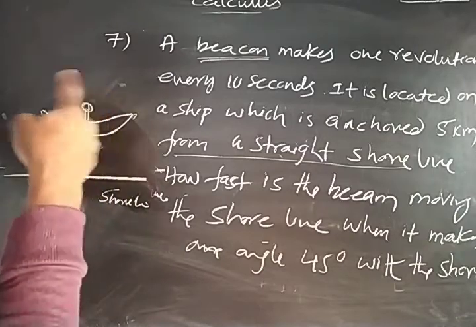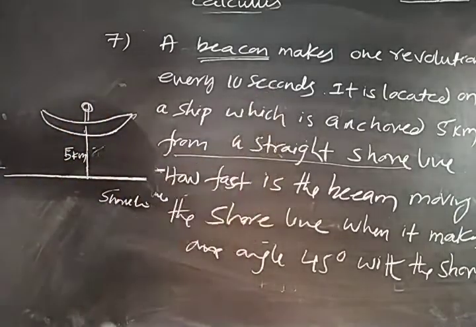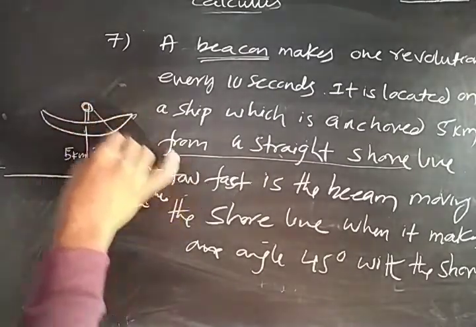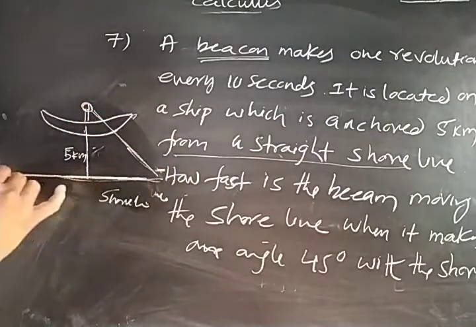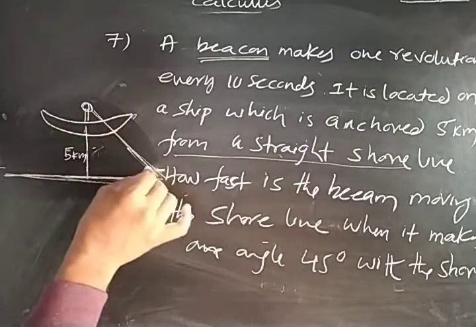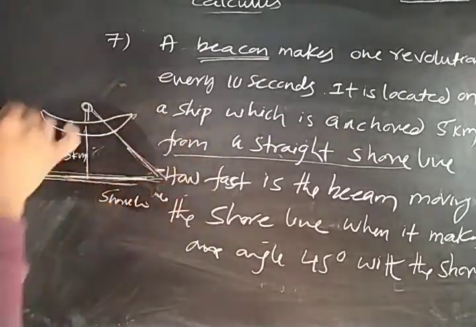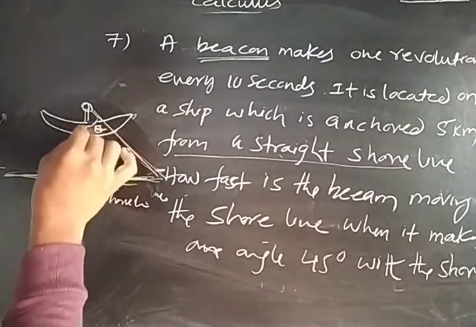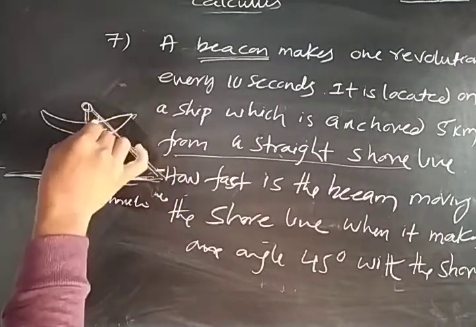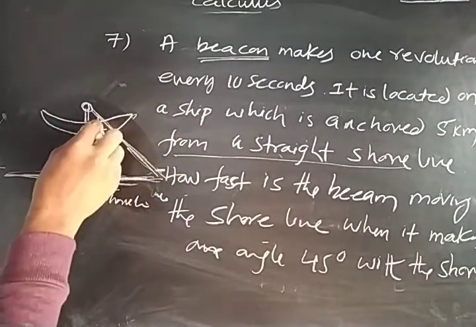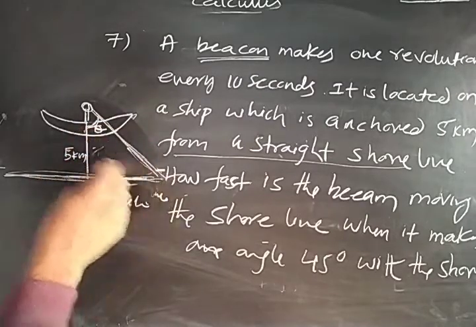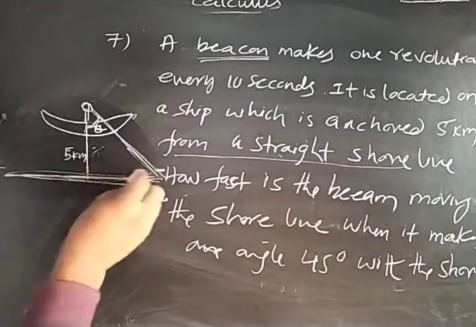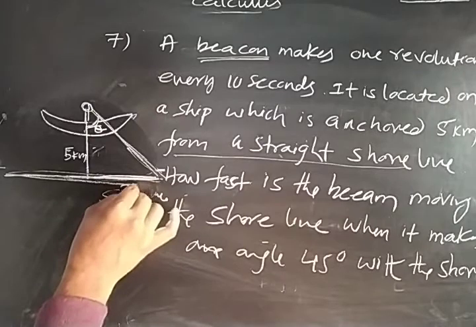So this beacon is rotating, and every 10 seconds it will complete one revolution. When it is rotating, the beam is located on the shoreline. This is the beam, and it will move like this. It makes some angle theta with this line. If the angle changes with respect to time, then this length will change. This length I am taking as x.